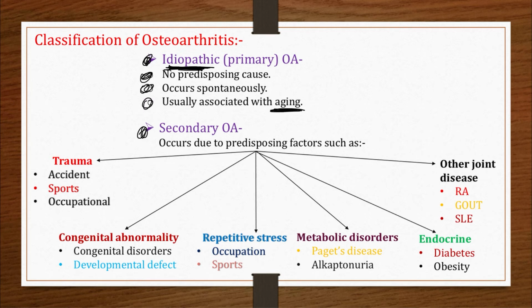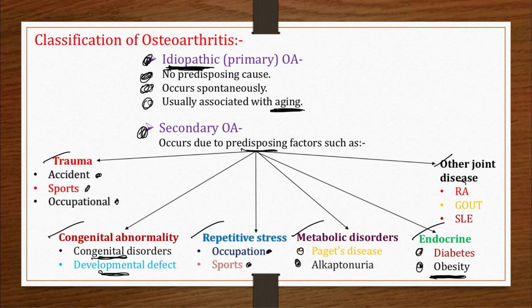Secondary osteoarthritis occurs due to predisposing factors such as trauma, including accidents, sports, and occupational injuries, right? Congenital abnormalities such as congenital disorders and developmental defects, repetitive stress because of some occupation and sports, metabolic disorders, Paget's disease and alkaptonuria, endocrine disorders such as diabetes and obesity. Please take a note, obesity is the major risk factor for osteoarthritis. Also other joint diseases such as rheumatoid arthritis, gout and SLE.